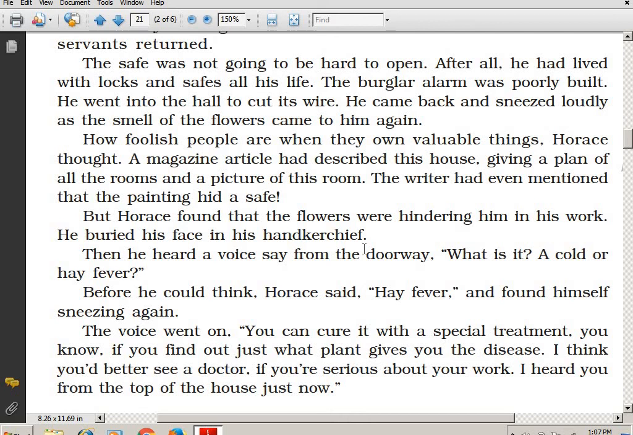Students, we will stop over here and we will see the next part in the second lecture. We saw about Horace Denby, who was a good, honest citizen but was not really very honest. We'll see about him in the next lecture. Have a good day.